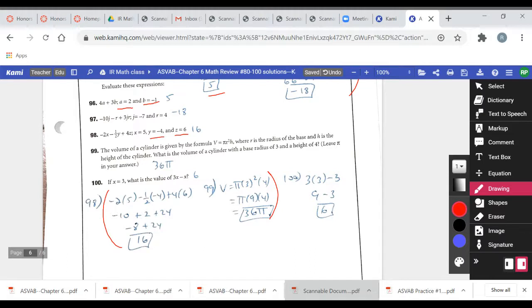And then the last one is just saying if x is equal to 3, what is the value of 3x minus x? And again, you're just substituting 3 in for x's place. So I put in 3 here, I put in 3 here, and then I end up with 9 minus 3, which is 6.